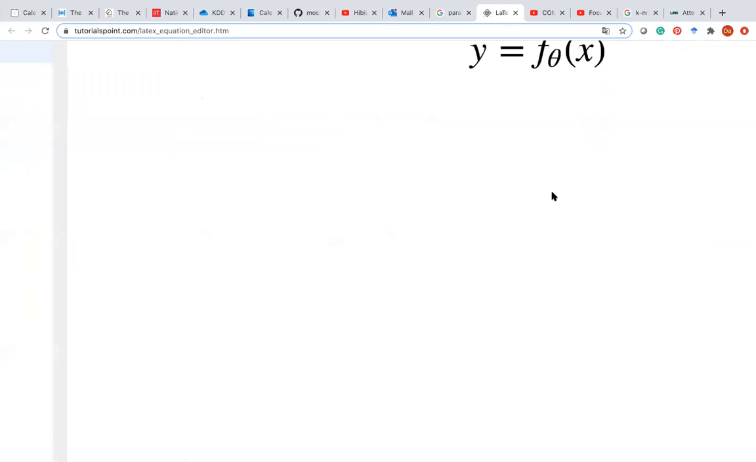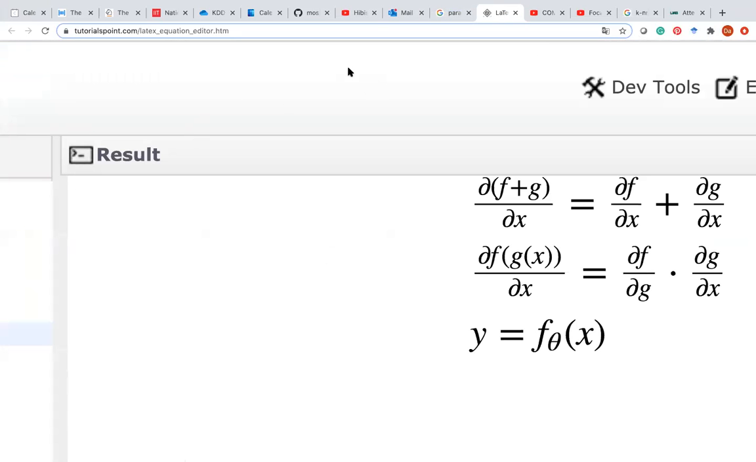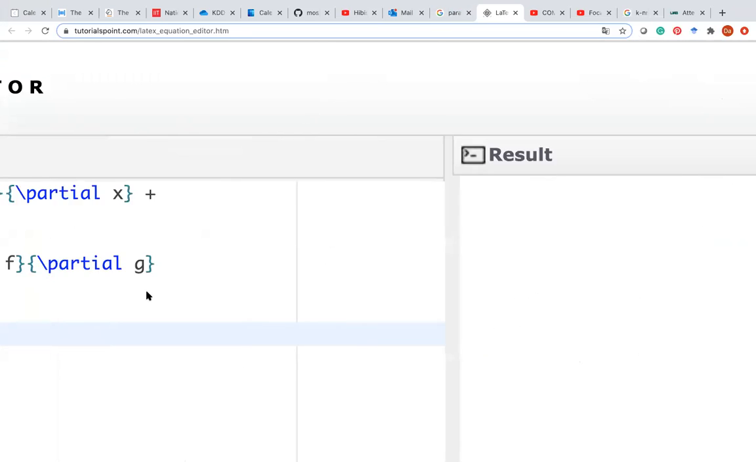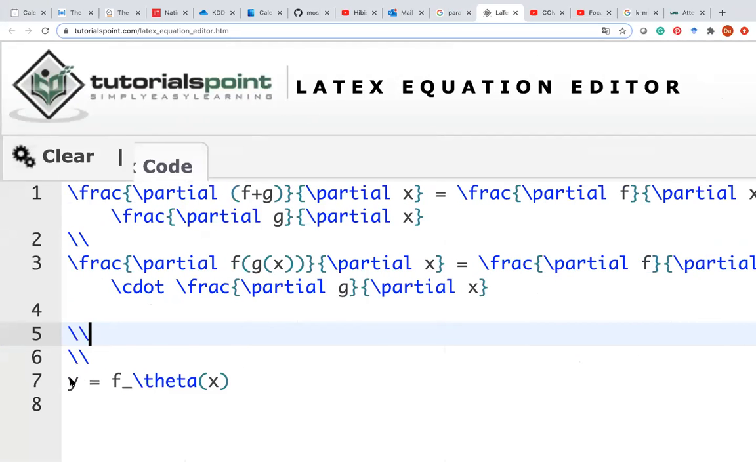Previously, our problem is super simple, so there's no sequence. It's a simple model: you have X and you give a Y. Usually in this course, we will be looking at this kind of problem.